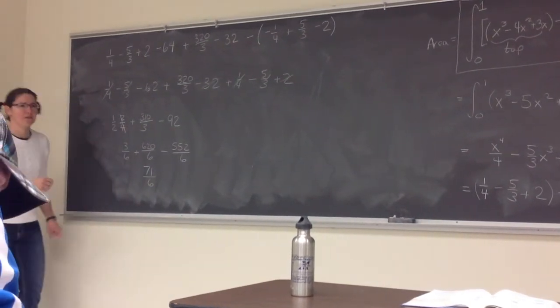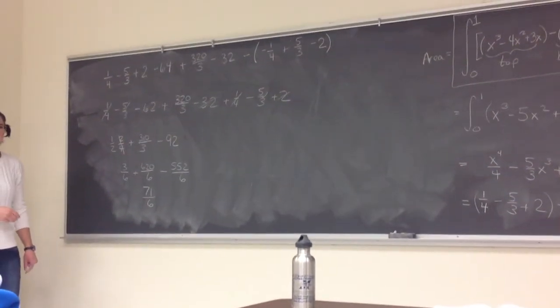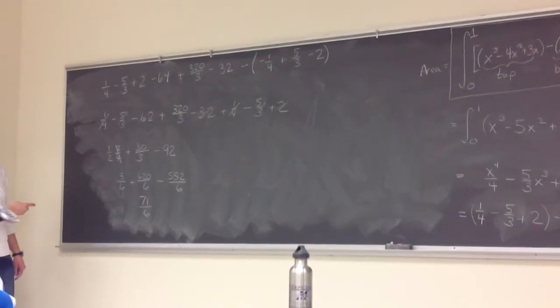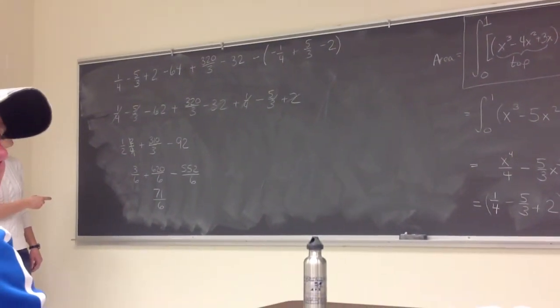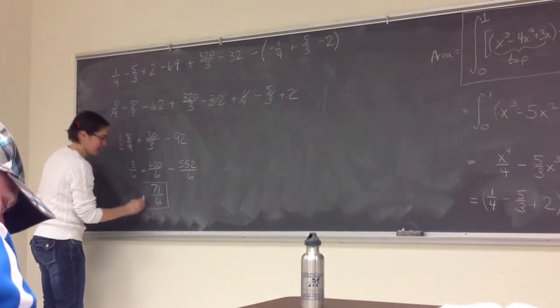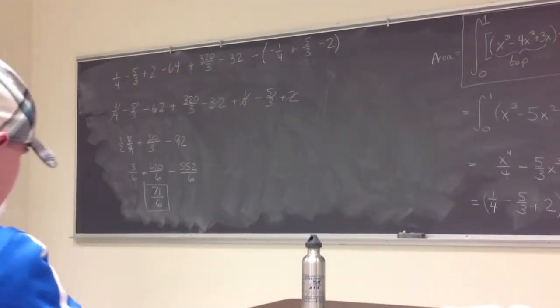Second, third. Final answer of 71 over 6. Is that one of the answers you got? No, I found my problem. For some reason I ended up with 320 over 81. I don't know why, but yeah, I found my problem too. Heck yeah. Yeah, that's going to totally mess everything up. I got everything right though to that point.